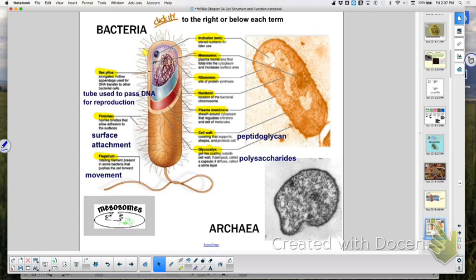Let's go in one layer from the cell wall. What's the next layer in? Cell membrane. Definitely not a Golgi apparatus, because this is a prokaryotic cell and it doesn't have any organelles. So the next layer in would be our cell membrane.